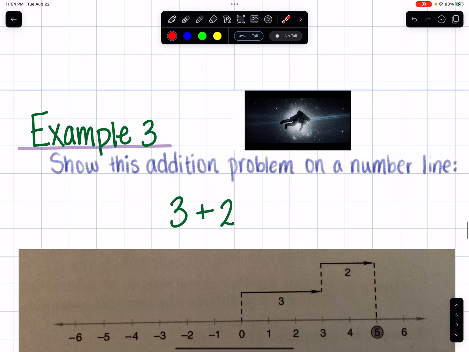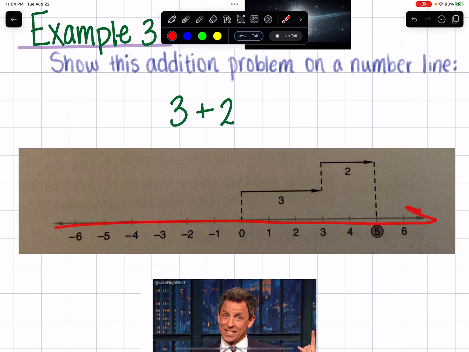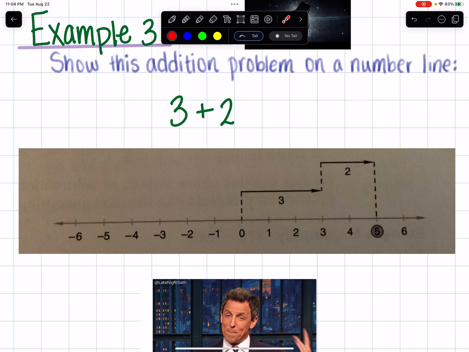All right, let's jump into example 3. Show this addition problem on a number line. Did you know you can also do math on a number line, not just points? So we can do math, and this is how you would do it. Here's the number line. It goes from -6 to +6 over here. Here's the origin at 0. So we actually are going to start at 0.